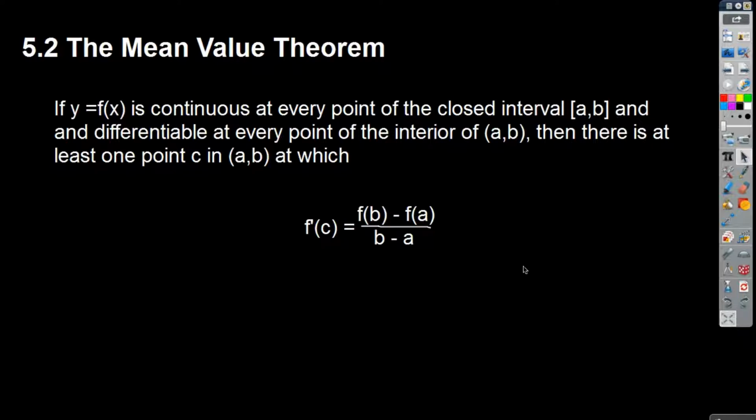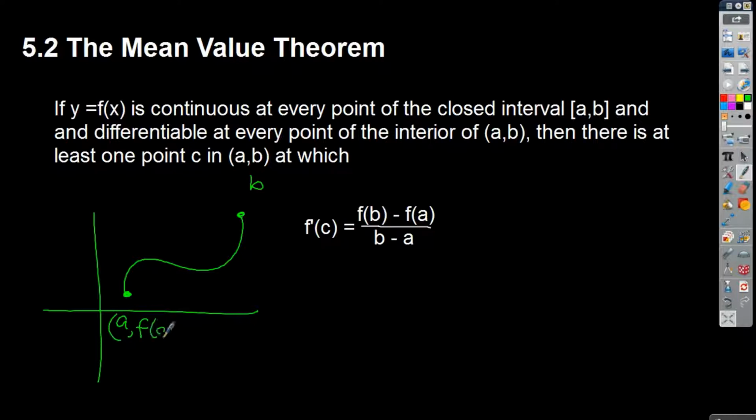To illustrate that, I'm just going to draw a quick sketch of a graph. Let's say we have a graph that looks like this. This is A, B, and A comma f of A, and B comma f of B. All the theorem says is that there's at least one point on this interval where the slope is the same as the slope of that line right there.